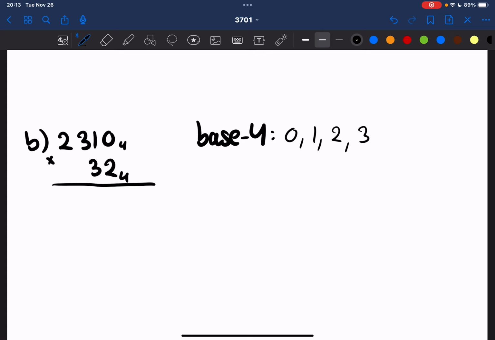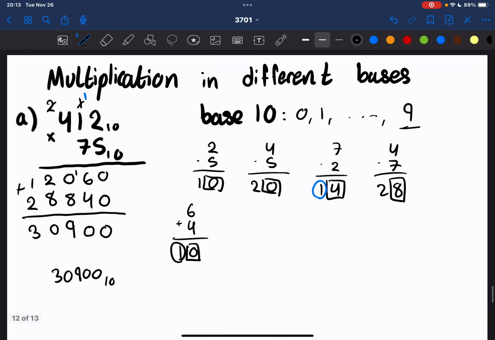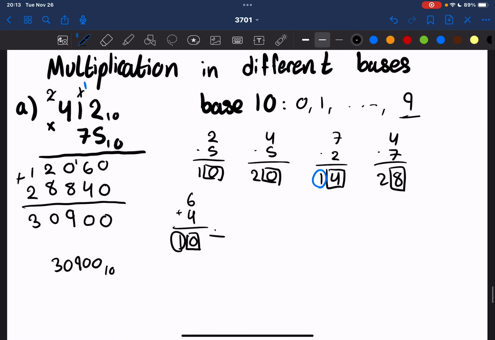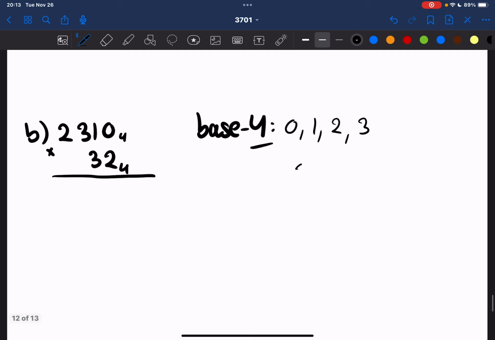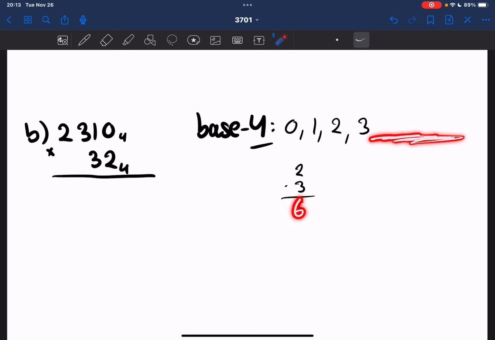Now, when we do our multiplication, we do it exactly the same way. But then we don't check for if it overflows into 10, we check for when it overflows to 4. So if it becomes 4 or greater, for example, if you did 2 times 3, which would be 6, this isn't a possible result. 6 isn't a possible result because we don't have that digit here. So then we have to use another place to store our number in base 4.